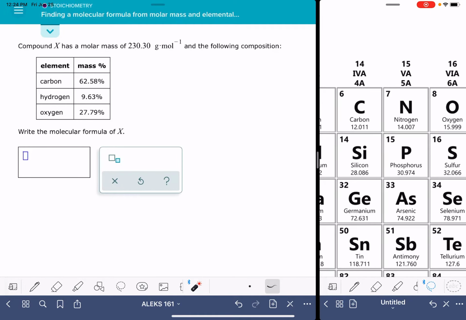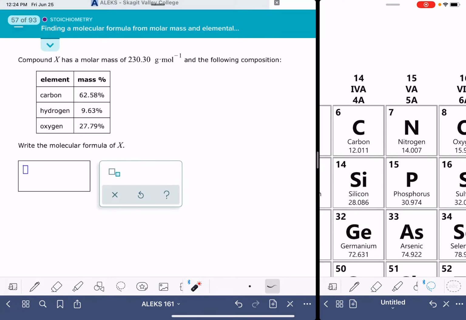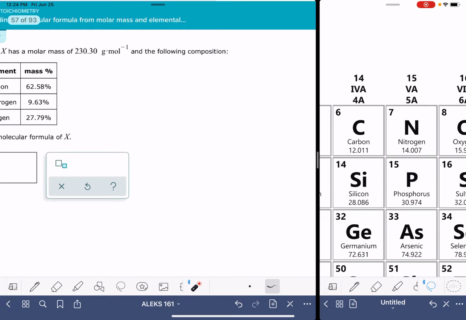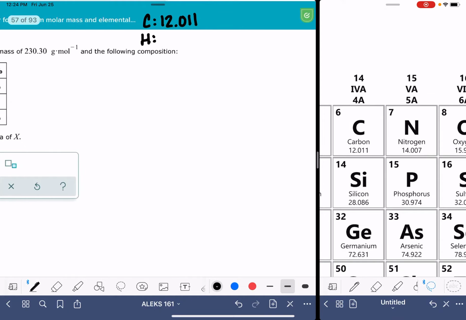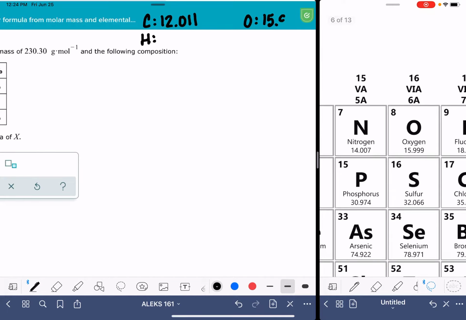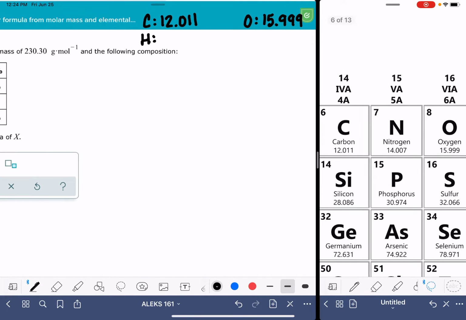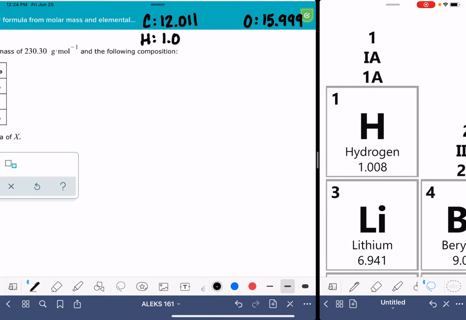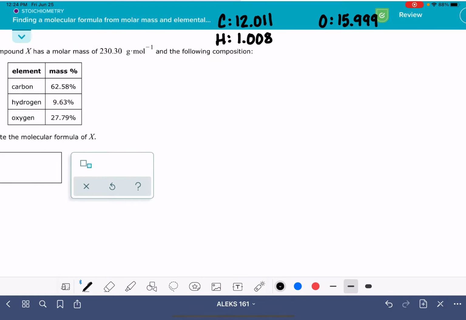So the first thing that we're going to do is grab some atomic masses from the periodic table. We're going to want the atomic mass for all of the elements that have been given to us in the problem. So that's what I'm going to copy down right now. Carbon is 12.011. We also have hydrogen and we also have oxygen. Oxygen is 15.999 and hydrogen is 1.008. And that's all the information that we're going to need from the periodic table.